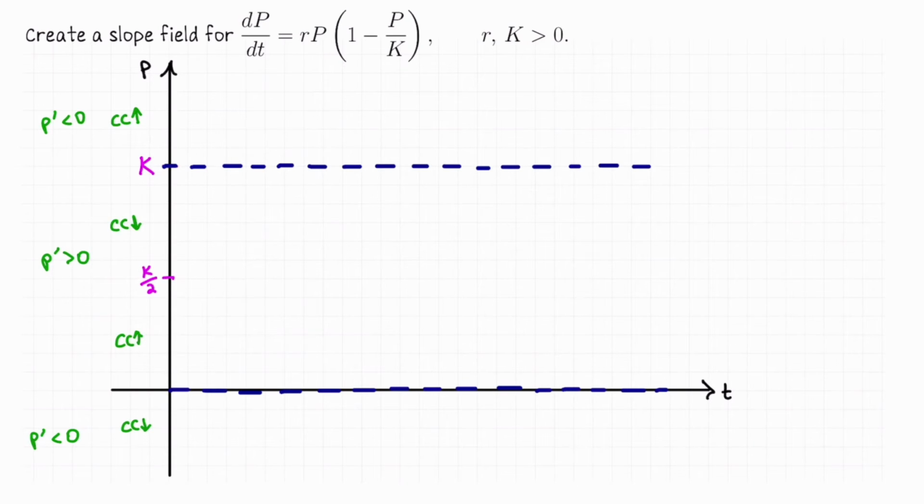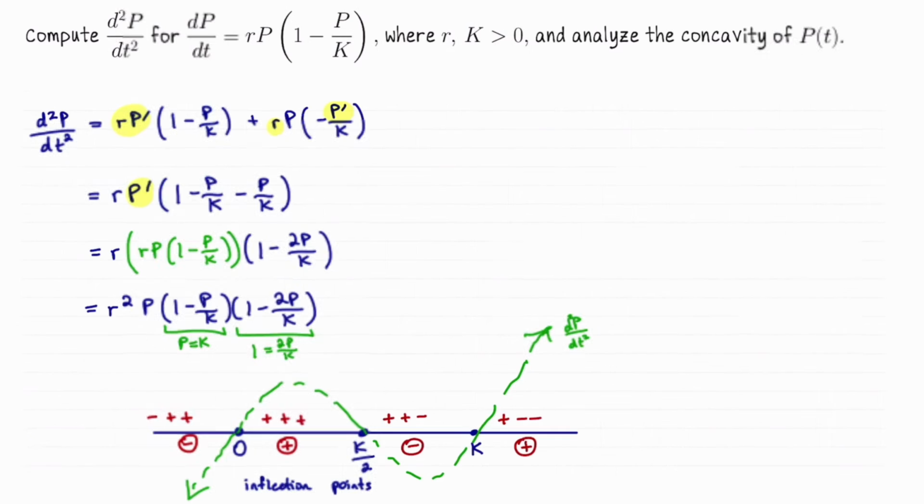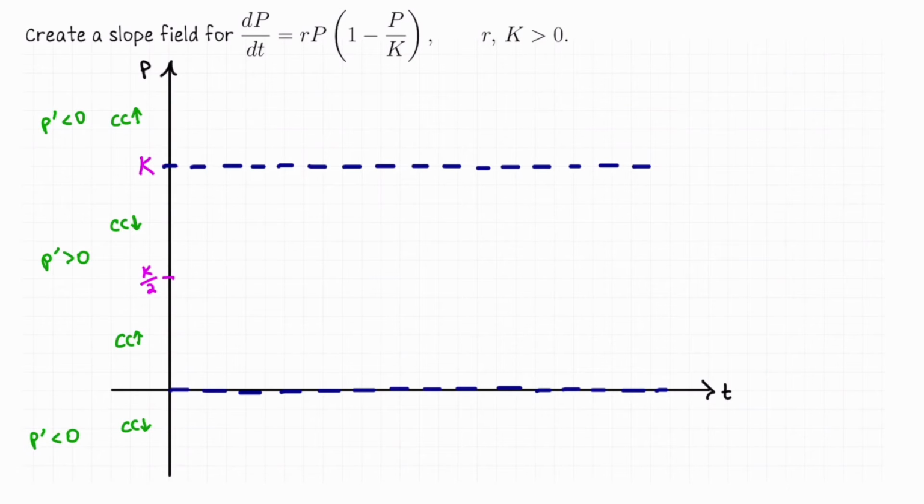Now thinking of the second derivative as the derivative of the first derivative, that means k over 2 is a critical point, and in fact, it's a local max for dp dt. The actual value, if you plug in k over 2, the k's cancel out, and you're left with rp over 2. It's hard to say what that is without knowing what r is. In fact, it's impossible. So let me associate to that a value. I'm going to make it look like slope 1.